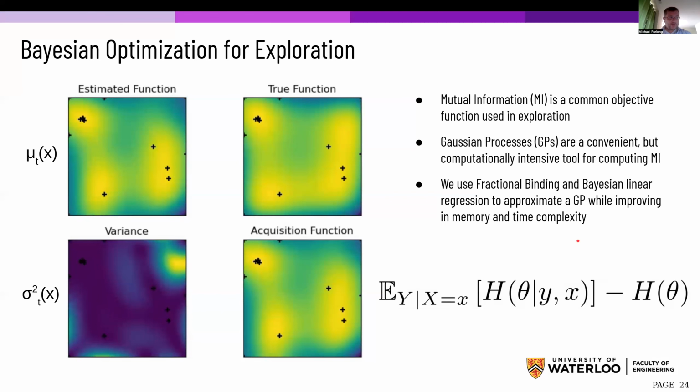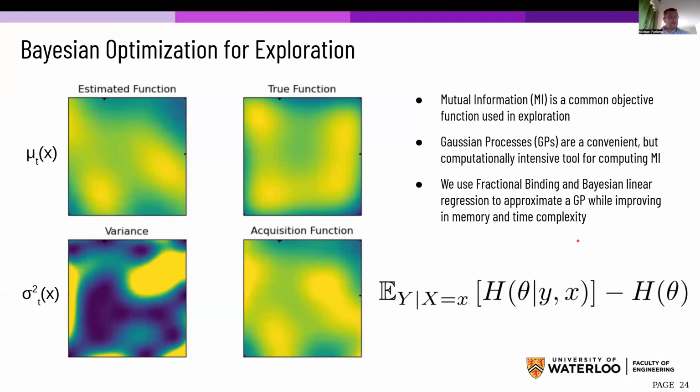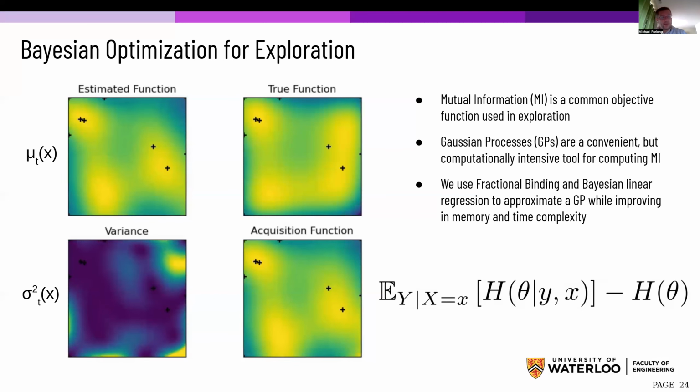What we did is we used fractional binding, and then we used Bayesian linear regression, a linear model, to approximate a Gaussian process while improving memory and time complexity.